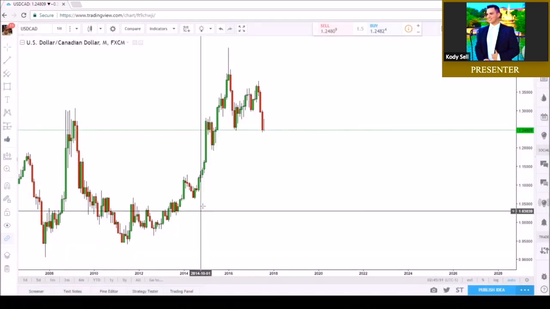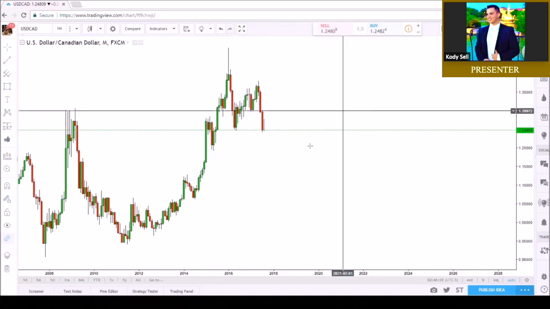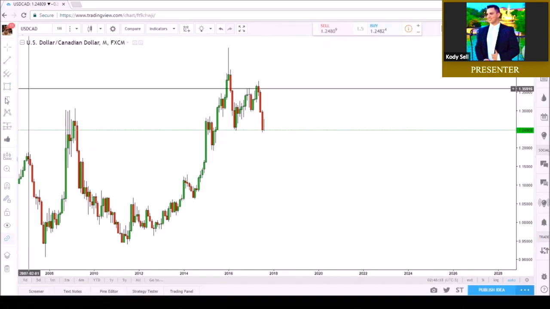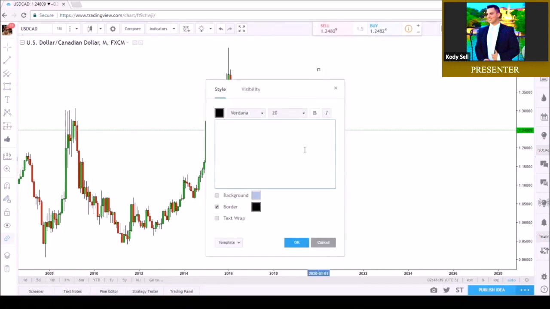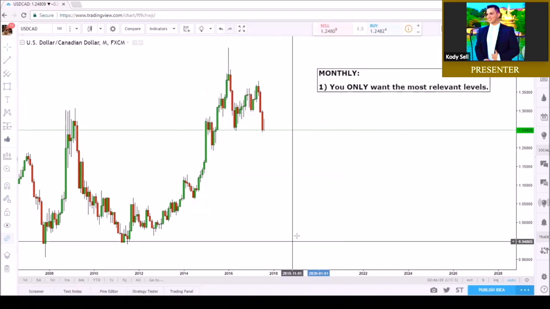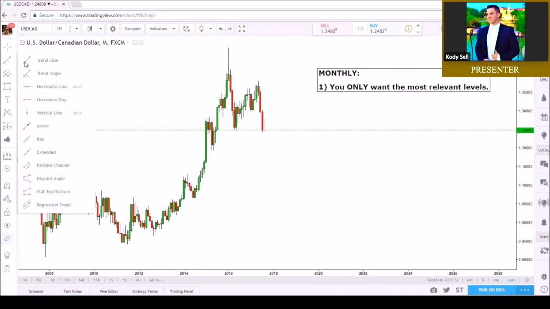And we're going to go ahead and start off right here on USD CAD on the monthly time frame. So a couple of important things about the monthly time frame. I'm going to go ahead and write it out here. So the first thing that you need to understand about the monthly is that you only want the most relevant levels.